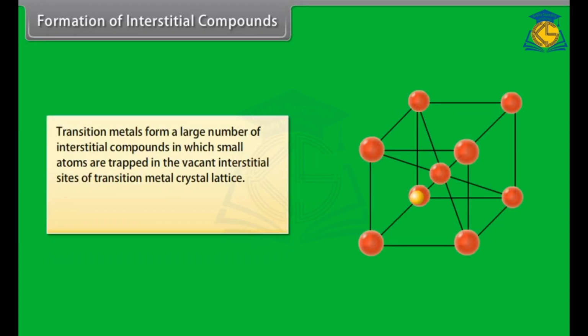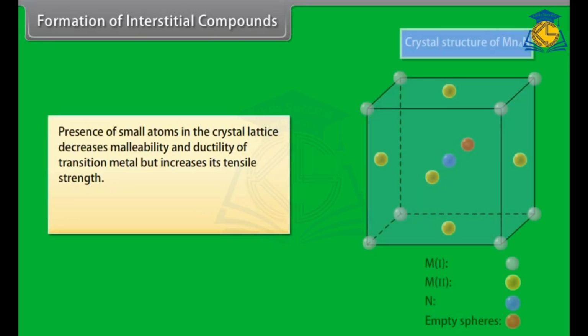Formation of interstitial compounds. Transition metals form a large number of interstitial compounds in which small atoms are trapped in the vacant interstitial sites of the transition metal crystal lattice. Bonds present in them are neither typically ionic nor covalent. For example, Mn4N and Fe3H. The presence of small atoms in the crystal lattice decreases the malleability and ductility of the transition metal but increases its tensile strength. For example, cast iron and steel are hard due to the presence of trapped carbon in the interstitial spaces.